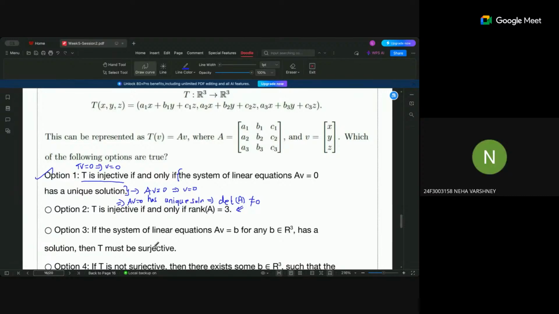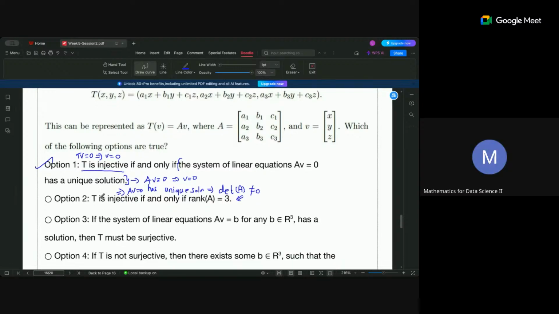Ma'am, please explain option 2. Okay. In option 2, from option 1, we know that if T is injective, then AV equal to 0 has a unique solution. And if AV has a unique solution, these are two-way equivalent conditions. Also we know that AV has a unique solution if and only if the determinant of this matrix is non-zero. And the determinant is non-zero if and only if rank of A is equal to 3. So we have the two-way proof for T is injective if and only if rank of A equal to 3.